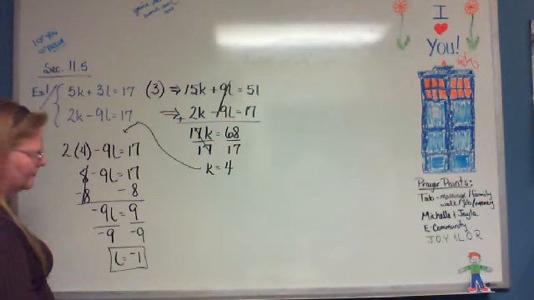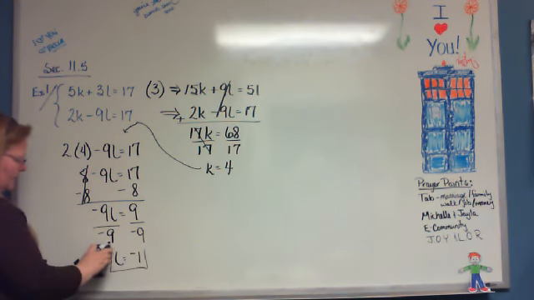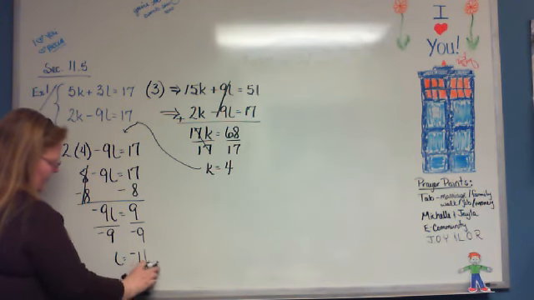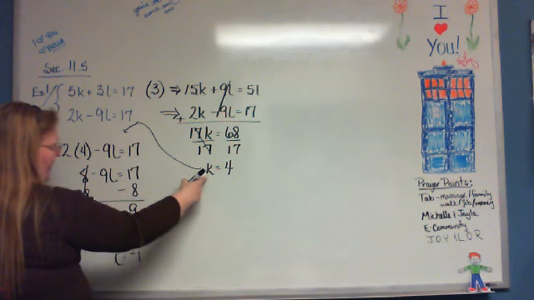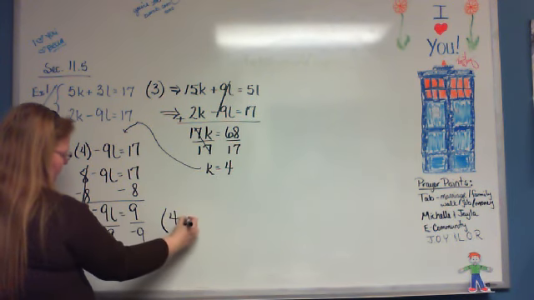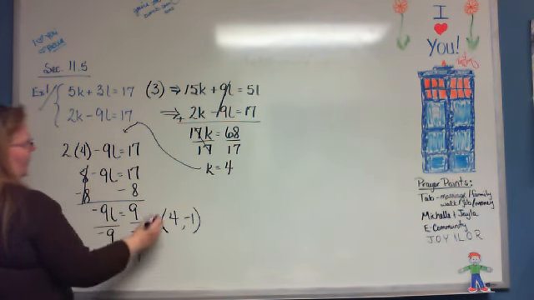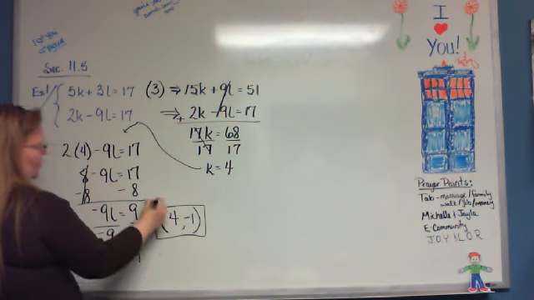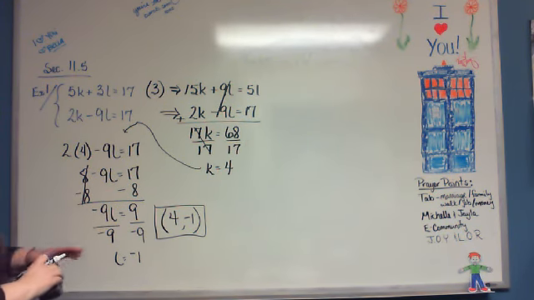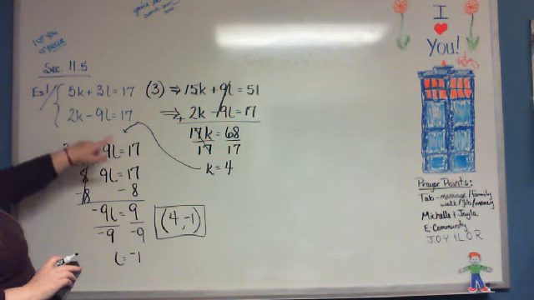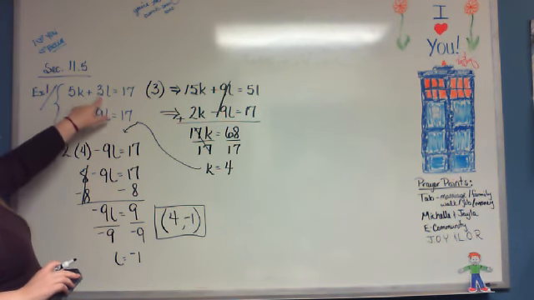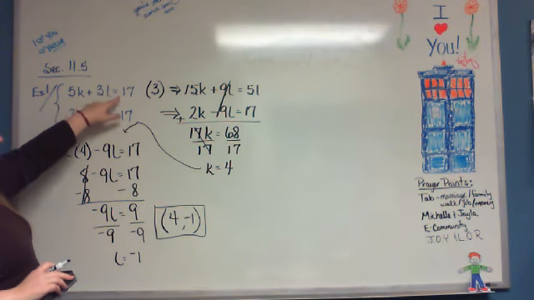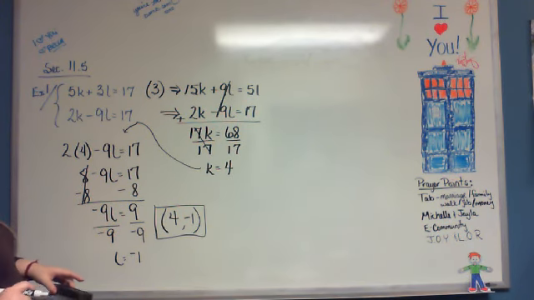Oh, don't box. I always want a box. Don't box. We're still doing elimination. K came first, so it's going to be 4, negative 1. If I wanted to plug it in, remember you have to plug it into both. So since we got it using this one, I'm going to plug it into that one. 5 times 4 is 20, plus negative 3 does give me 17, so it works.